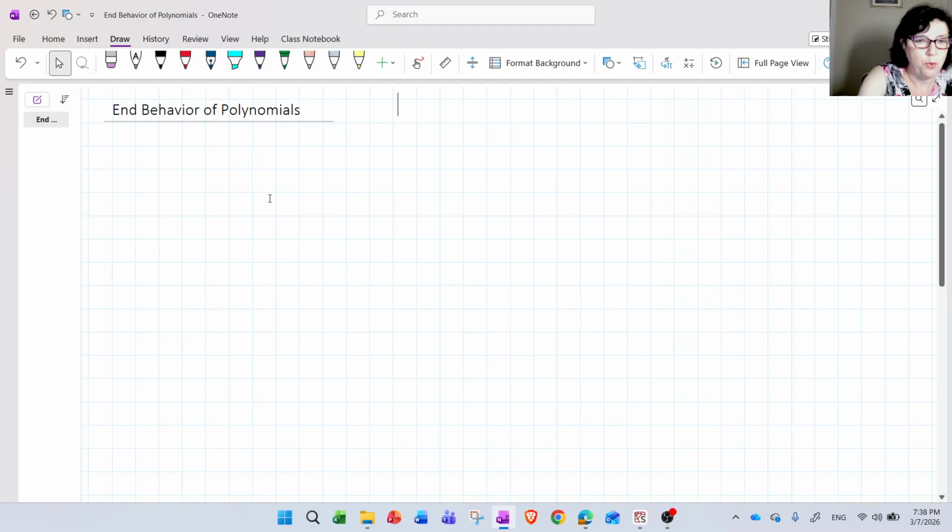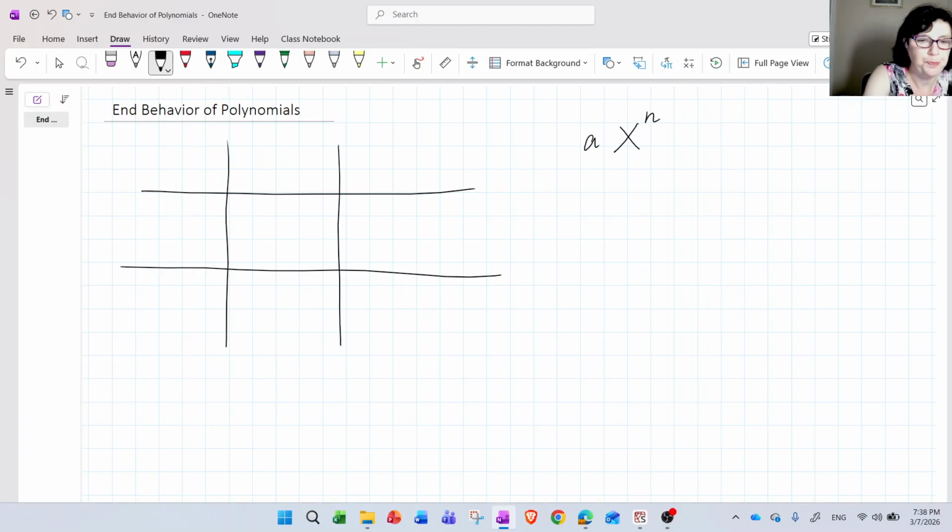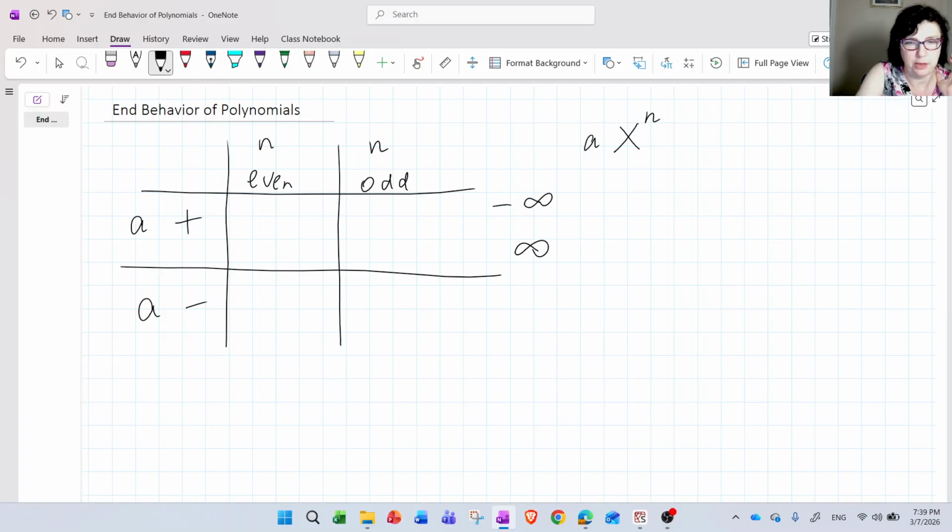We're going to make a small table, and that's going to help us remember what's happening. Here we're talking about something like x to the power n, possibly with a number in the front, like some a. So if n is even, like 2, 4, 6, 8, and n is odd, like 1, 3, 5, 7, and so on, and also if the a is positive or a is negative. Now, we're going to separate this into what happens at negative infinity and positive infinity.